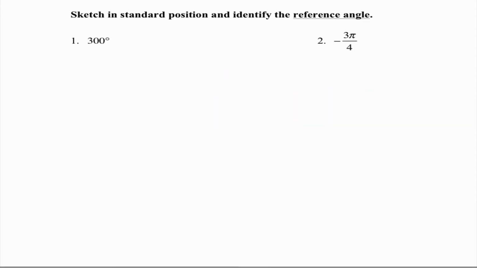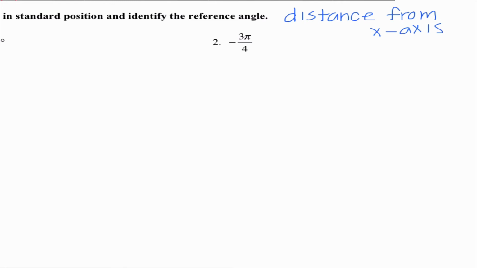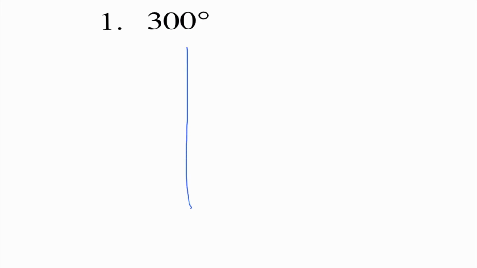So now we're going to go ahead and look at a particular angle, and all it tells us to do here is sketch in standard position and identify the reference angle. And just a reminder for us is that the reference angle is the distance away from the x-axis. So that's something for us to just kind of keep in our minds. So let's go ahead and look at this first one, which is 300. So if I'm graphing this, I know that 300 degrees is in quadrant 4.